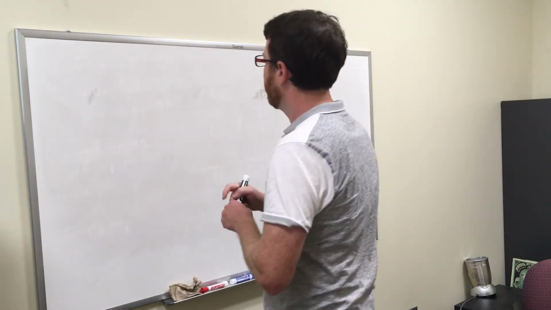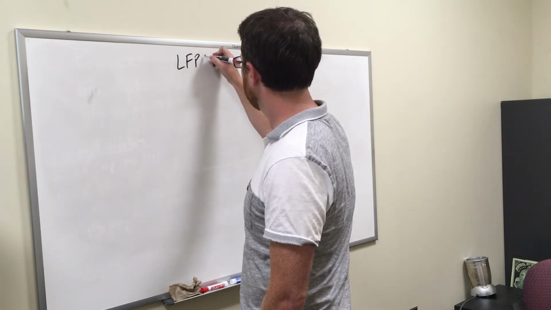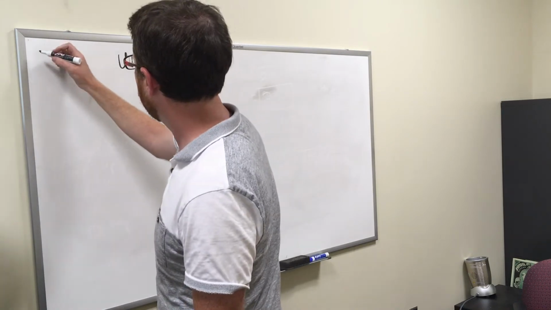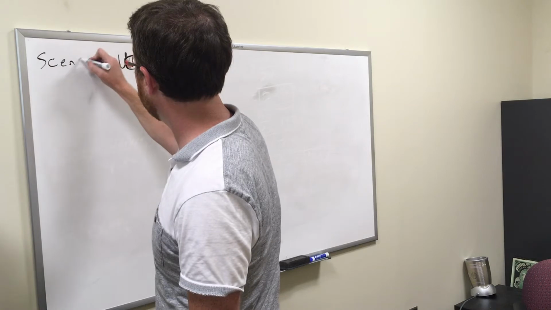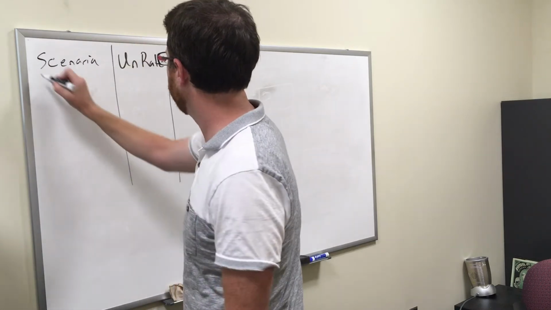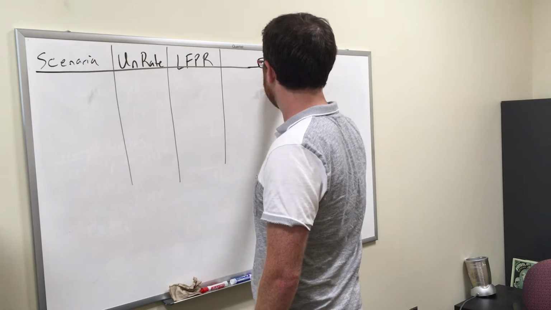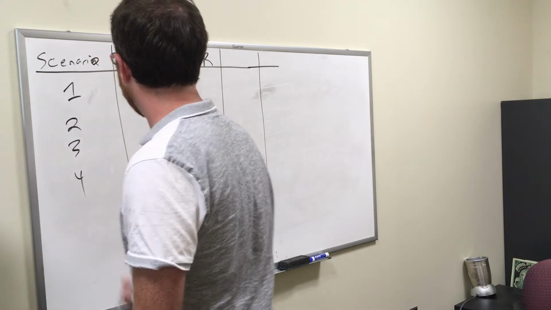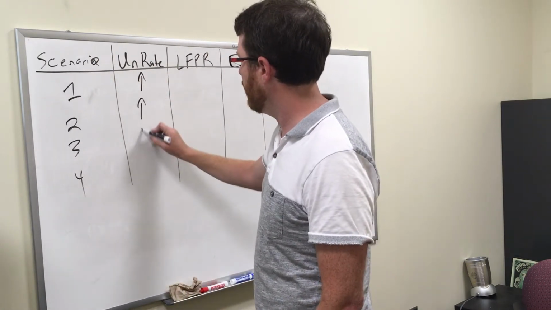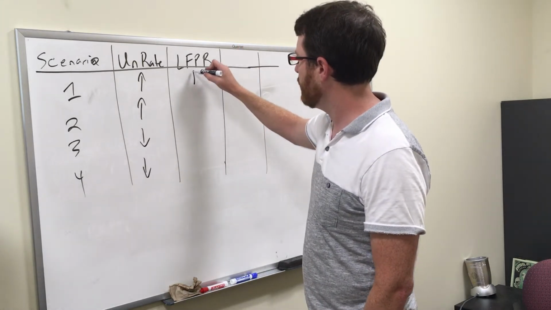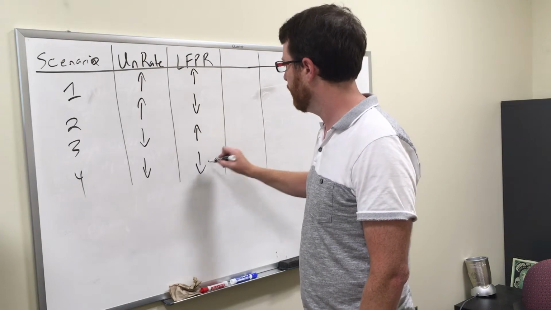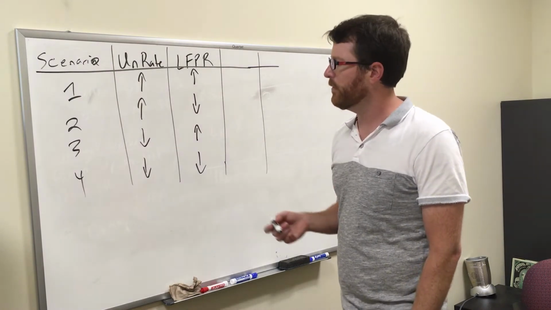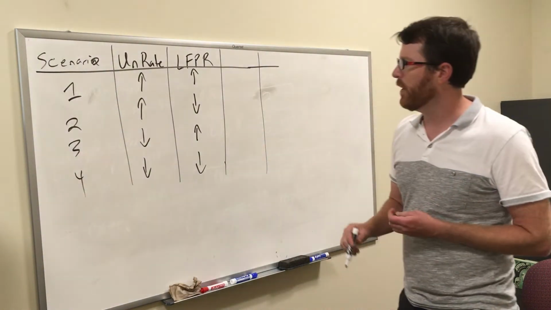Let me do a little table here. We've got the unemployment rate and the labor force participation rate, and let's think about 4 different scenarios here. Scenario 1, 2, 3, 4, where the unemployment rate is either going up or down, and the labor force participation rate likewise is either going up or down. Okay, so there's the 4 different possibilities. If we're checking through time, the unemployment rate and the labor force participation rate can each either go up or down. Here are the 4 possibilities.